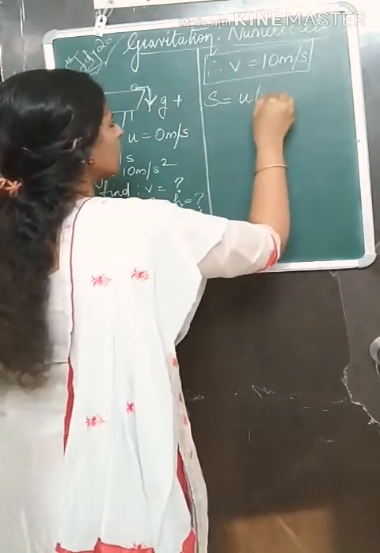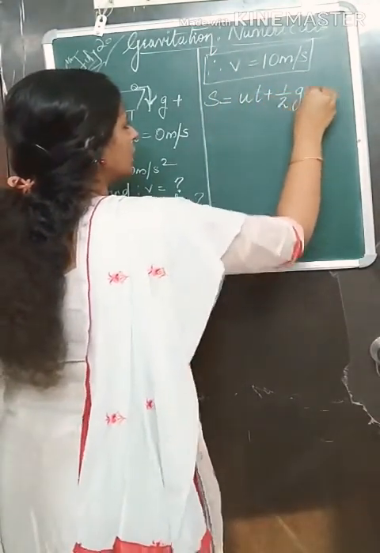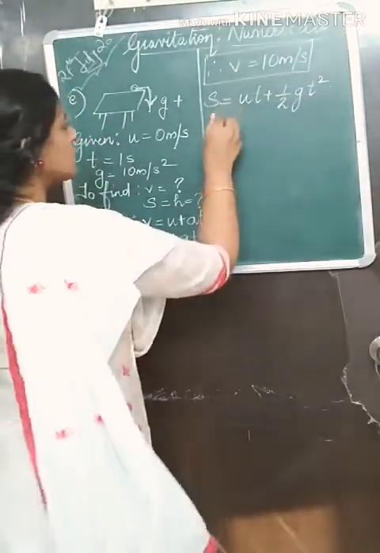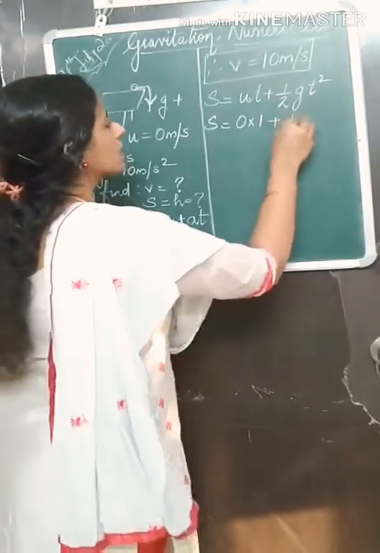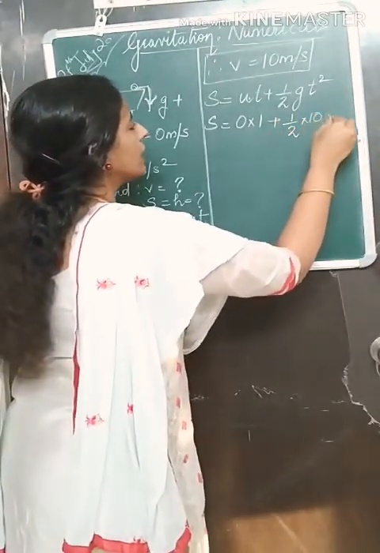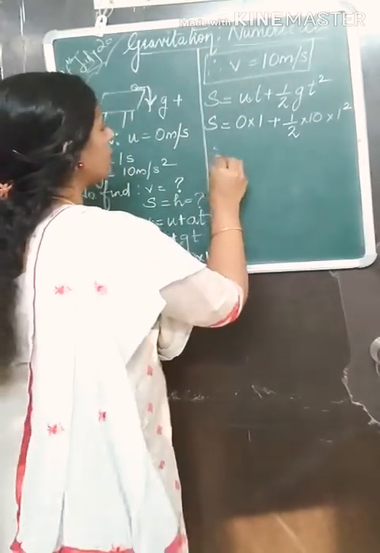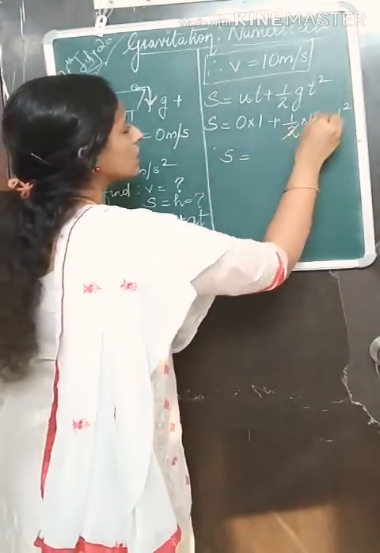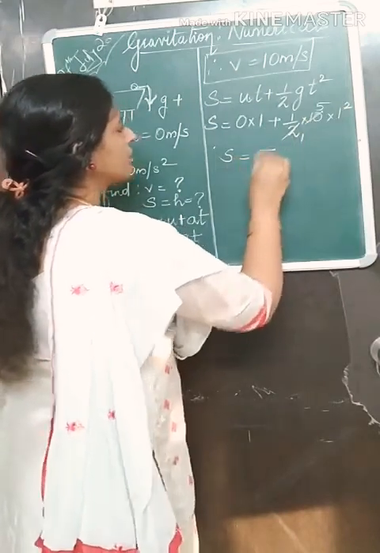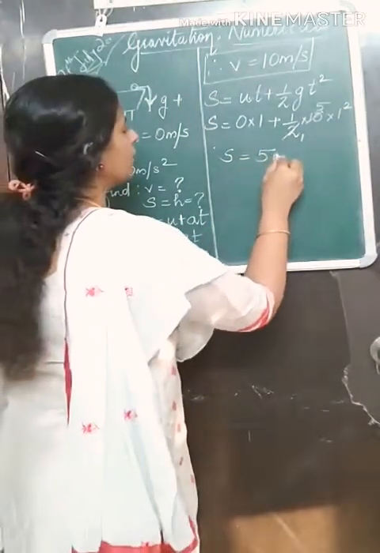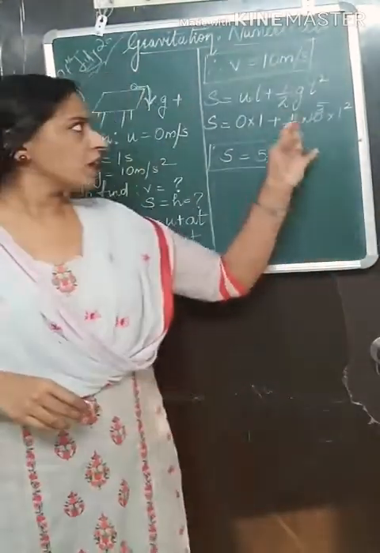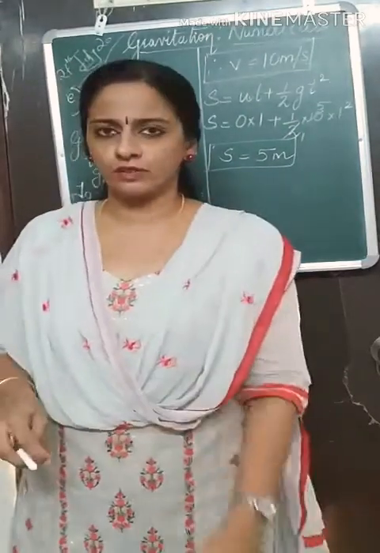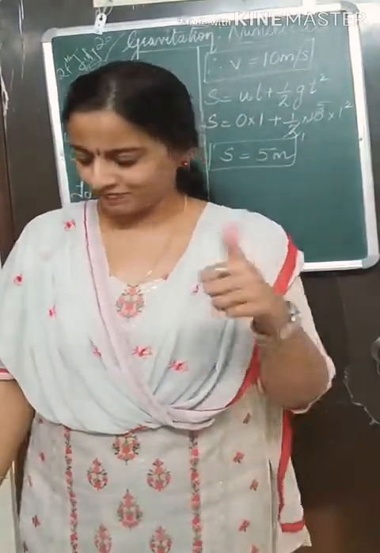s is equal to ut plus half gt square. s we don't know. u was 0 into time 1 plus half into 10 into 1 square. Therefore, s is equal to, 2 ones are 2, 5 twos are 10, so 5 into 1 square is 5 only. 5 meter. So we got s is equal to 5 meter. Using any formula, you will get s is equal to 5 meter only. So that was a very easy sum. Now, we have the next sum.